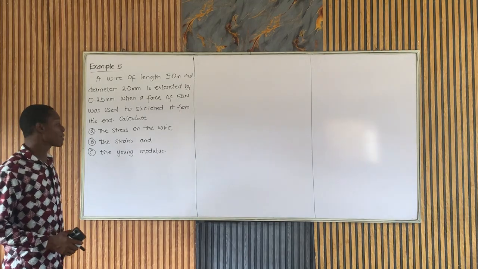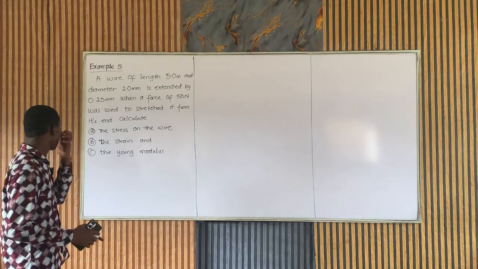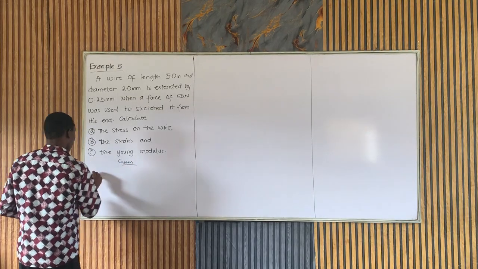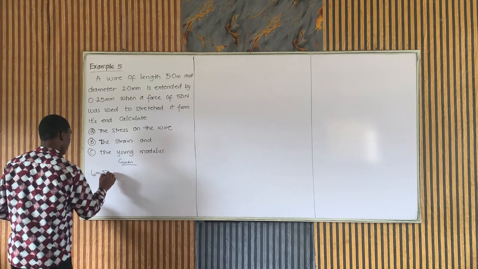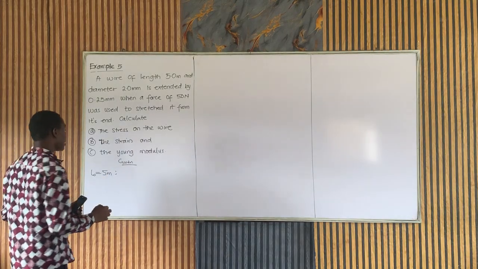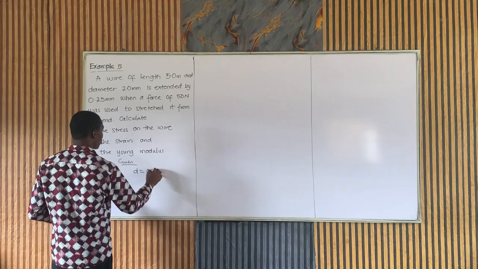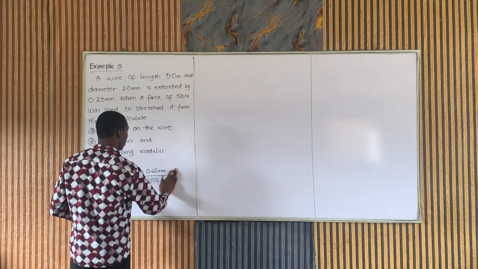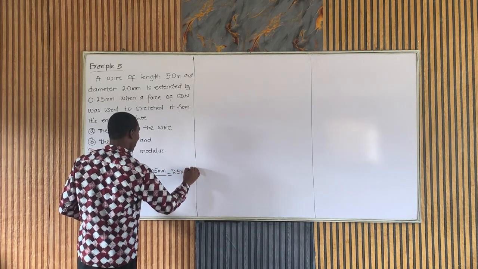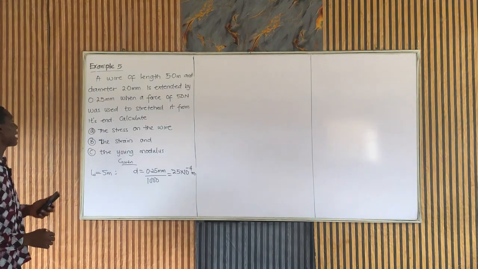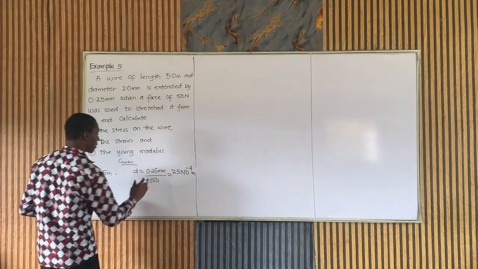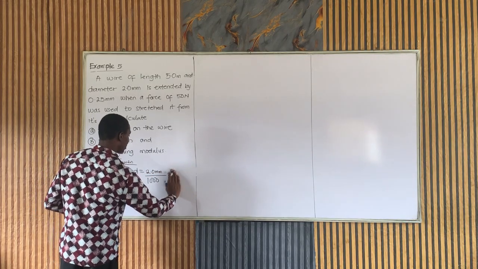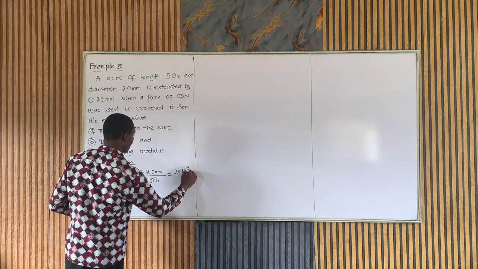Example 5. This question is on strain, stress, and Young modulus. A wire of length 5 meters. Let's write out what we're given. The length is 5 meters. And the diameter is 0.25 millimeter. Sorry, the diameter is 2.0 millimeter. That's a mistake. And so this will be 2 times 10 raised to power minus 3 meters.